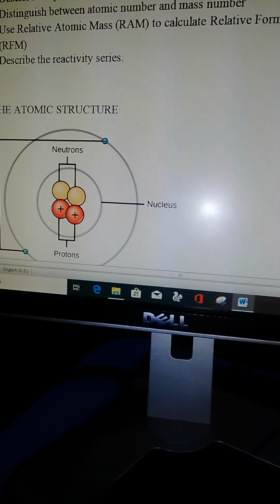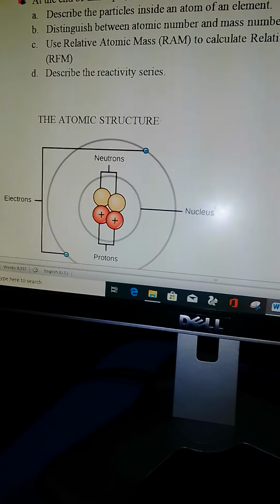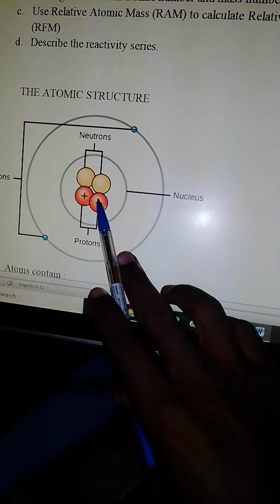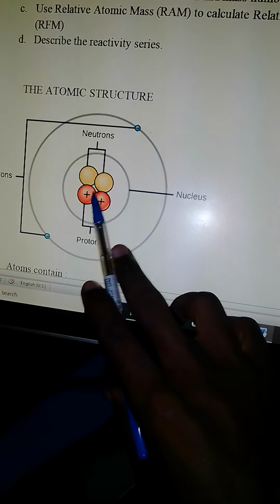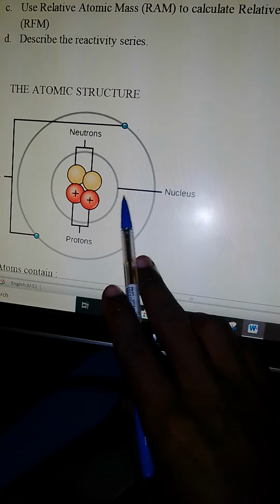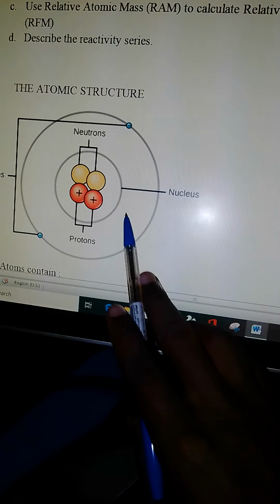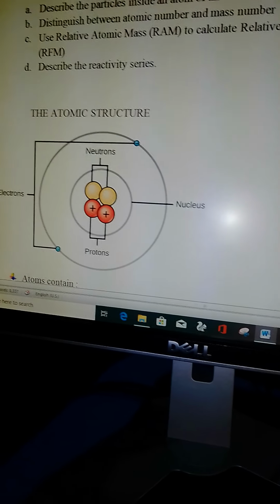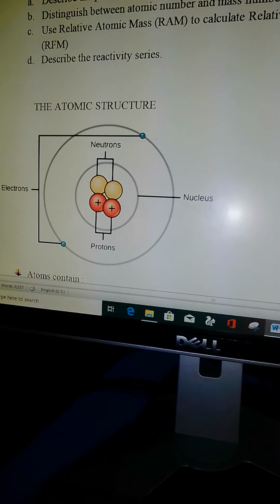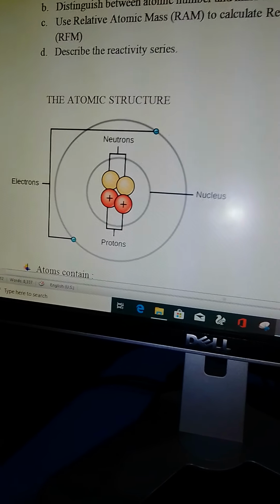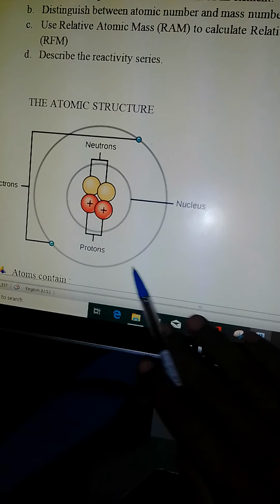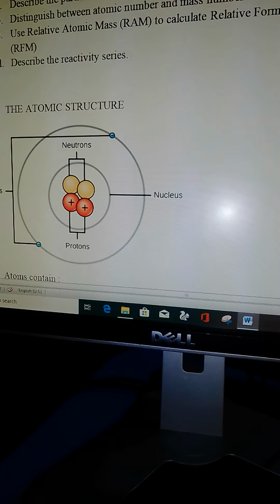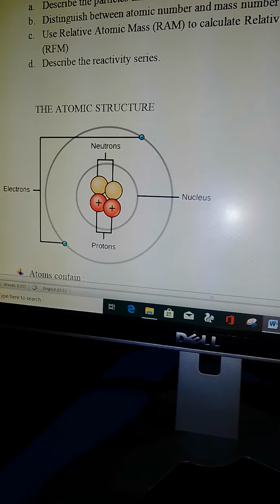Now let's look at how an atom looks like. The atomic structure. Inside the atom we have protons and neutrons inside the nucleus. Protons, we shall be calling them P, and neutrons, we shall be calling them N. All of them are inside the nucleus, but outside the nucleus there is an orbit where electrons are busy moving around the nucleus. So outside we have electrons.